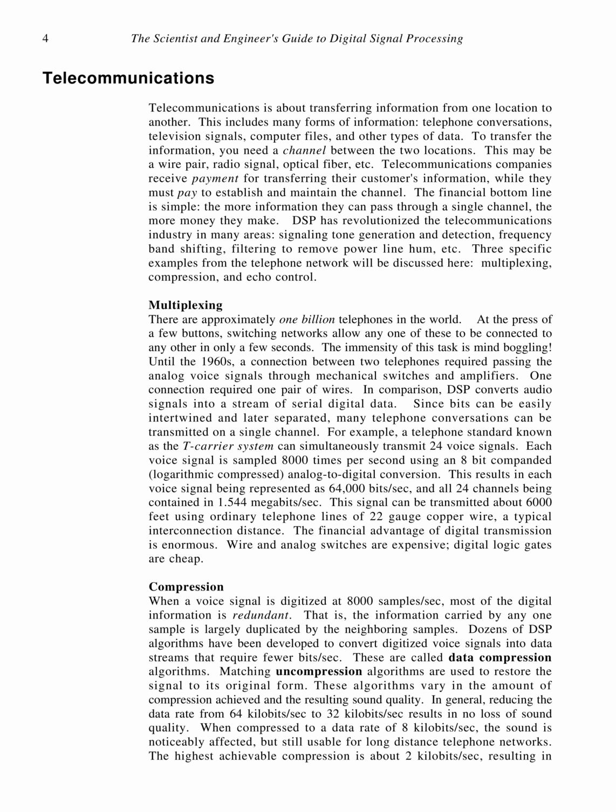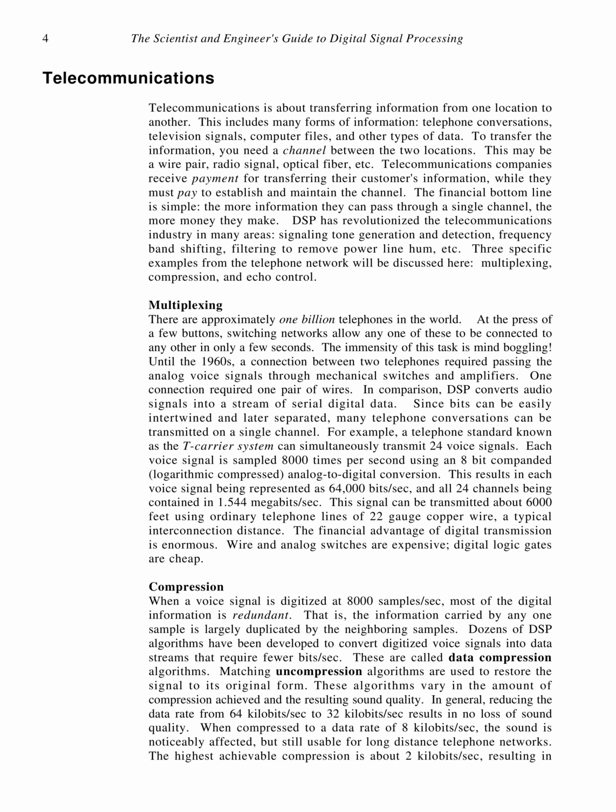DSP has revolutionized the telecommunications industry in many areas, such as signaling tone generation and detection, frequency band shifting, filtering to remove power line hum, etc. Three specific examples from the telephone network will be discussed here: multiplexing, compression, and echo control. Multiplexing. There are approximately 1 billion telephones in the world. At the press of a few buttons, switching networks allow any one of these to be connected to any other in only a few seconds. The immensity of this task is mind-boggling.